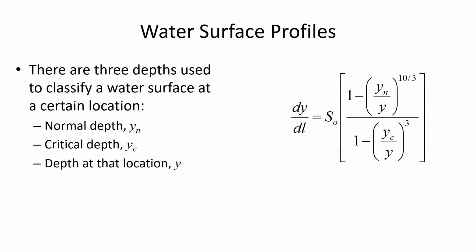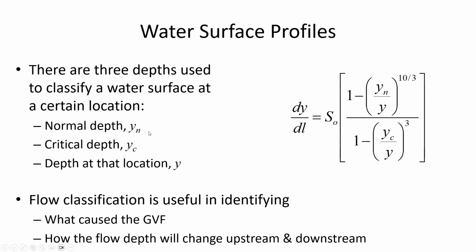And then also, if we compare y, the actual flow depth, to these 2 theoretical flow depths, normal and critical, then that puts the flow condition into a certain zone category. That helps us to understand what the cause of the gradually varying flow might be. And it also helps us to understand how it's going to behave if we go upstream or downstream. Just comparing these 3 depths to each other can be diagnostic.